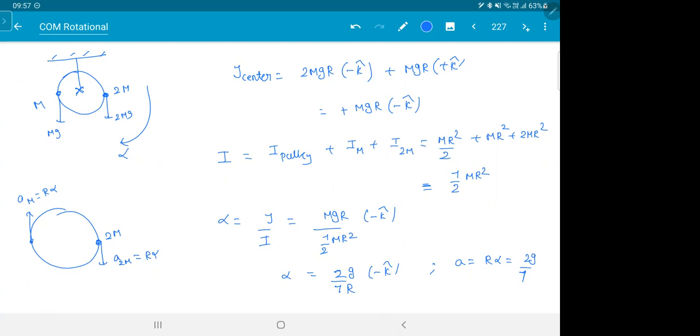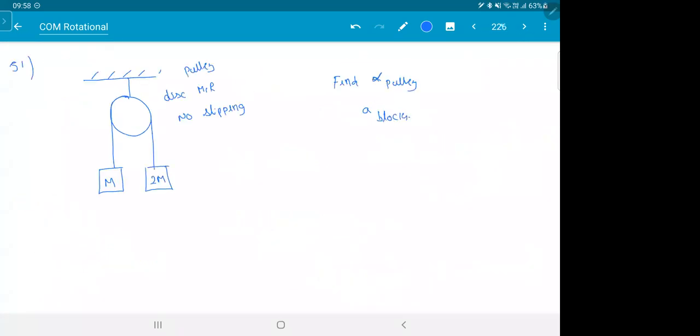Any doubts? Let's see one more. Soren, clear? Rajat? Jash? Clear? Janay? Nemi? Clear? Let's see one more.